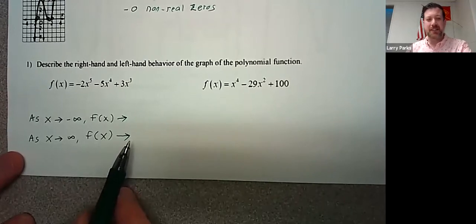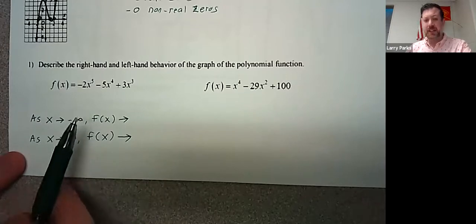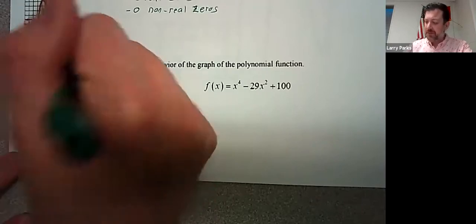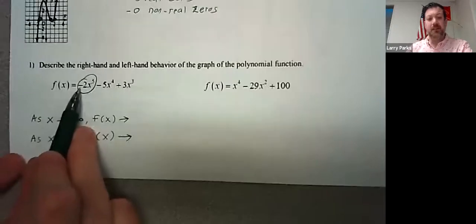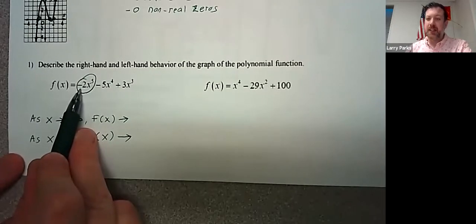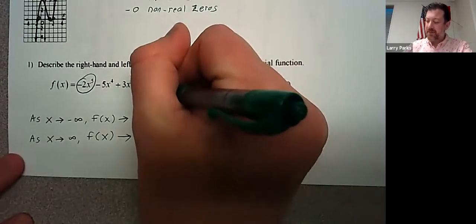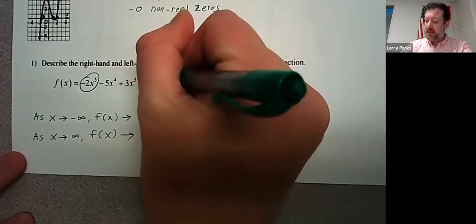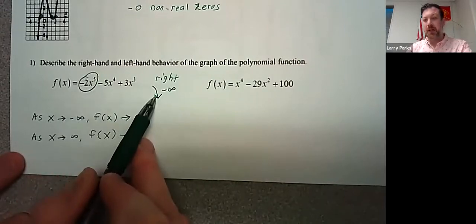So remember, first thing to do is to identify the leading term. The leading term would be the term with the highest degree. 5 is the highest degree. I'll go ahead and just circle that. If the number in front is negative, then that means it opens down on the right. This would be on the right. If that was a positive 2, it would open up on the right.